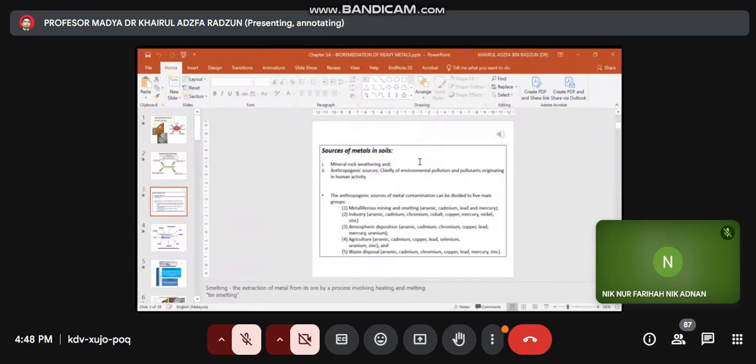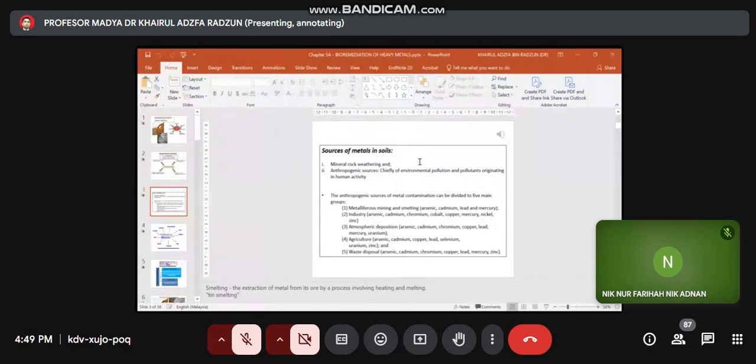The metals that can be found from these activities are arsenic, cadmium, lead, and mercury. From industry, arsenic, cadmium to zinc. You can read that. And then atmospheric deposition, from arsenic to uranium. We know that mercury is a very dangerous heavy metal, but uranium is much more dangerous because it has radioactive isotopes.